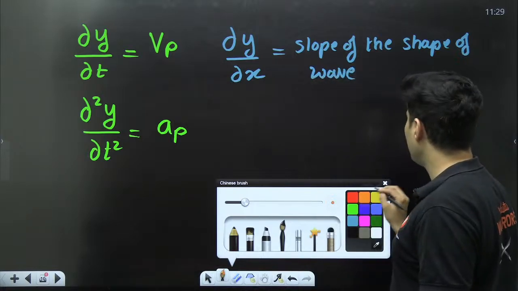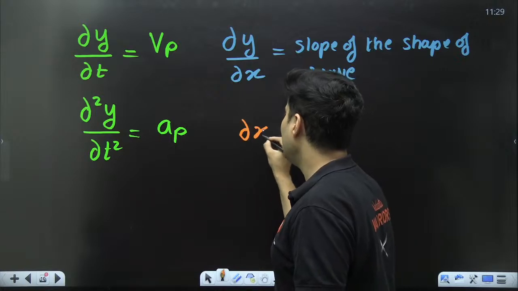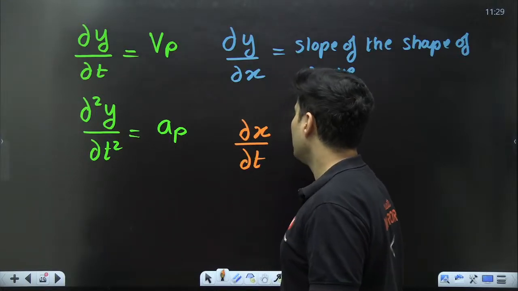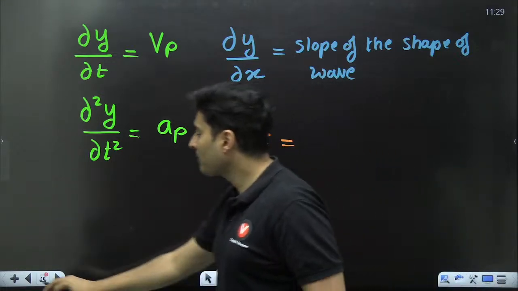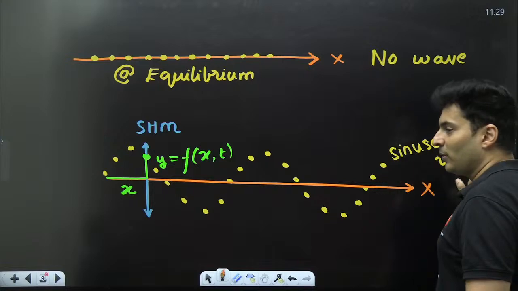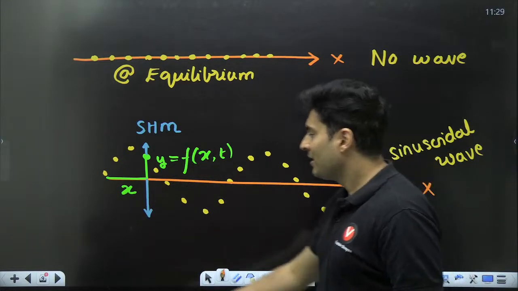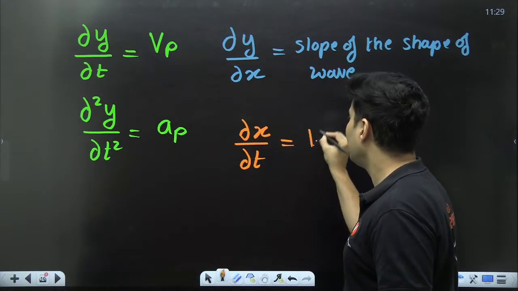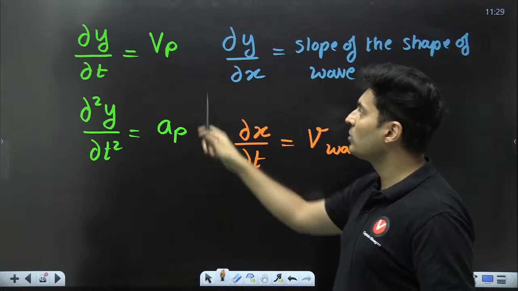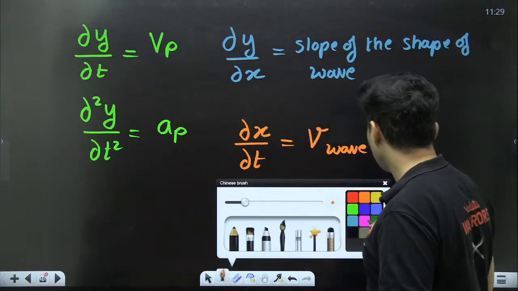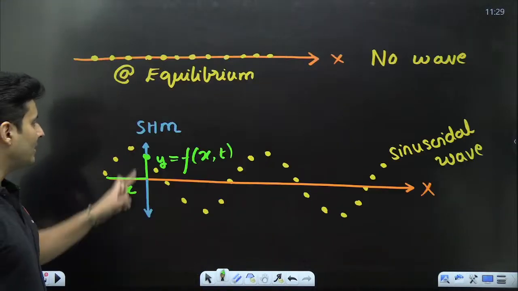Lastly, one more quantity which you should know: what will dx by dt give me? Rate of change of x with respect to time is how quickly the wave is traveling along the wave propagation. So it is just going to give me v, which is the speed of the wave, not to be confused with the particle velocity. Please remember, this particle velocity is the up and down motion, the SHM motion.